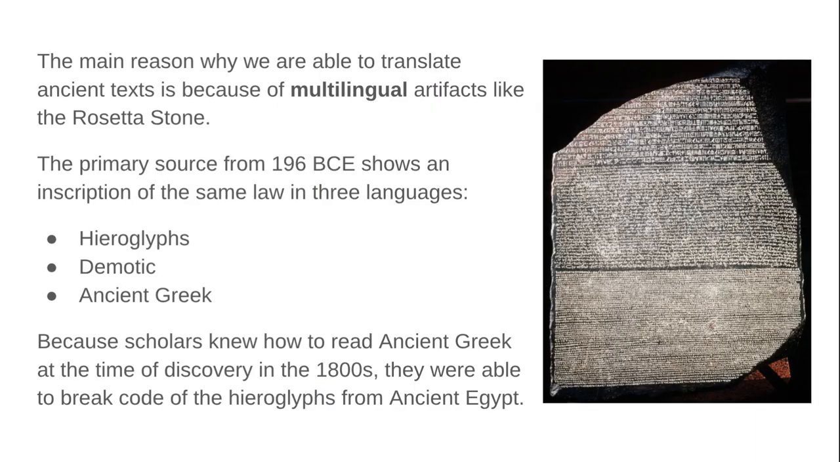The main reason why we are able to translate ancient texts is because of multilingual artifacts like the Rosetta Stone shown here. Multilingual means many or multiple, really, languages. So the Rosetta Stone, which is from 196 before the Common Era, BCE, shows an inscription of the same law in 3 different languages.